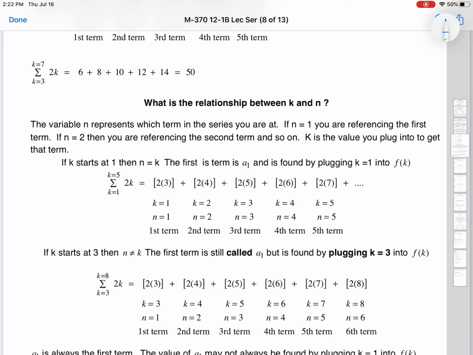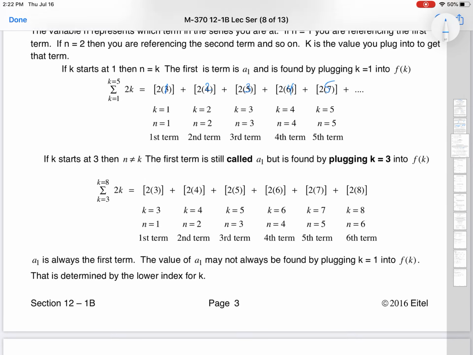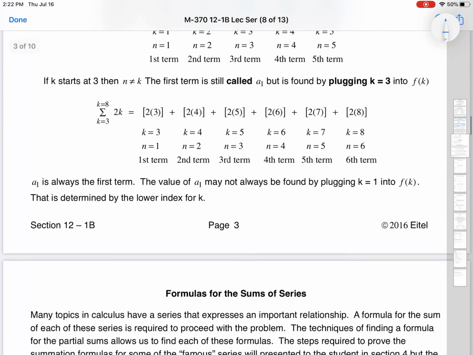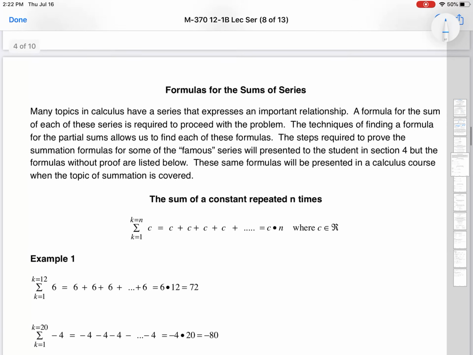Because he has 1 to 5. So this should be a 1, this should be a 2, this should be a 3, this should be a 4, this should be a 5. If k starts at 3, then you get 3, 4, 5, 6, 7, 8. And so they're saying that even though k is 3, it's still the first term that you're looking at. So a1 is always the first term, and it may not always be found by plugging k equals 1 in, right?